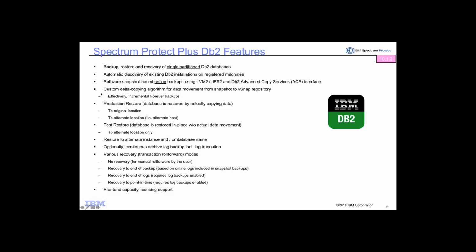We are going to start out, at least initially, by supporting single partition DB2 databases. And the way this is going to work is basically the same as all of the application and hypervisor support works with Spectrum Protect Plus. We'll register a machine and do automatic discovery of the DB2 installations. And then we'll do a snapshot-based online backup using DB2 ACS of the databases.